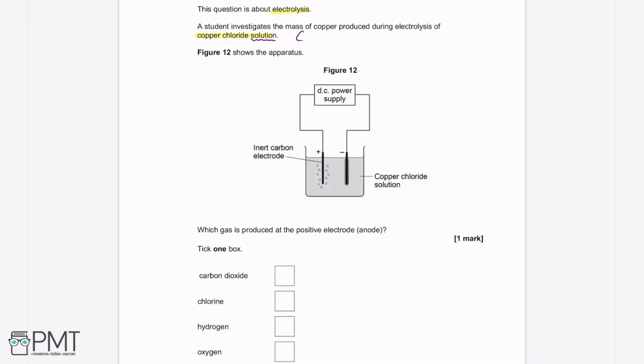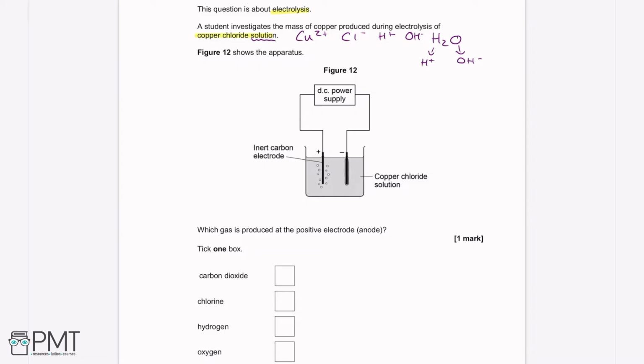So we're going to have copper ions, right? And we're going to have chloride ions. But because it's a solution, it's dissolved in water, H2O. And we can break down H2O into being a H plus and an OH minus ion. Okay, so in this copper chloride solution, we have copper ions, chloride ions, H plus ions, and OH minus ions.